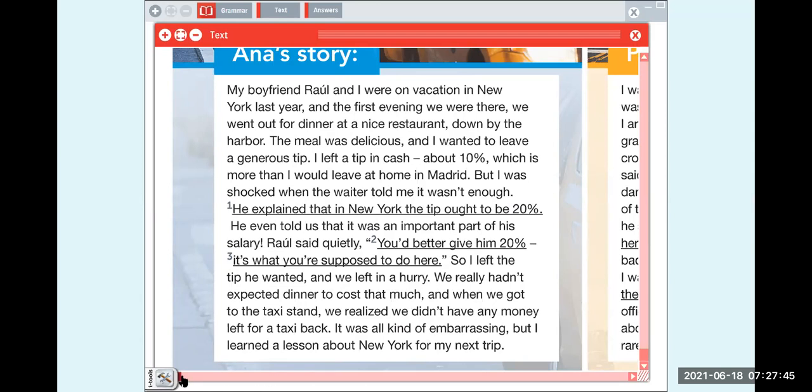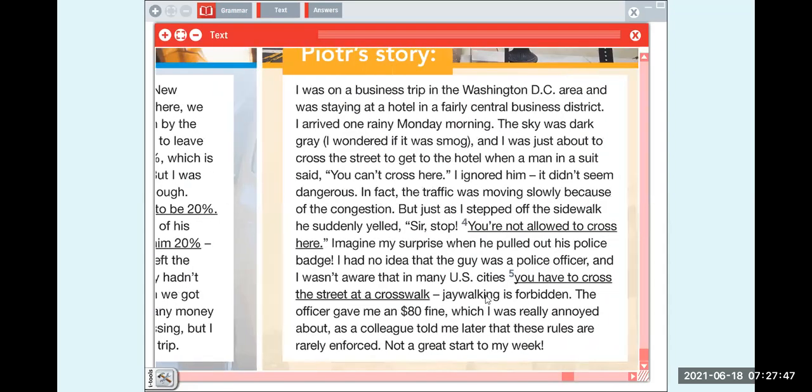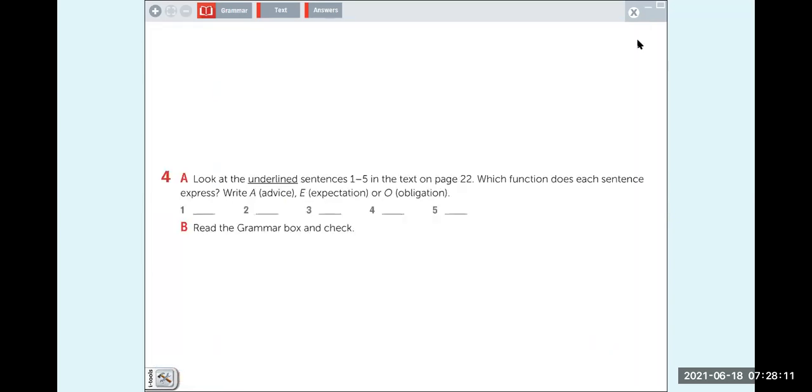Expectation, right? What about this one? You are not allowed to cross here. Obligation, external obligation, right? You have to cross the street at a crosswalk. This is also obligation, right? External obligations. Very good.